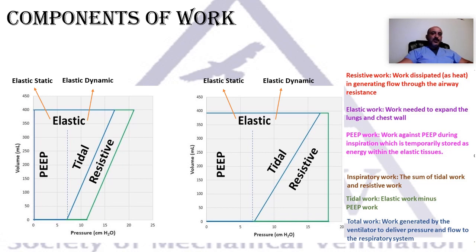So let's go again to that writing on the right that we were talking about in the last slide. The resistive work, which is the area on the right in green, is the work dissipated as heat to generate flow through the airway resistance. The elastic work, which is the area on the left, is the work needed to expand the lung and the chest wall, so the whole respiratory system. The PEEP work, which is that elastic static part of the elastic component, is the work against the PEEP during inspiration that's stored as energy within the elastic tissues.